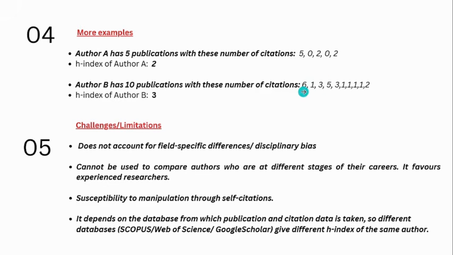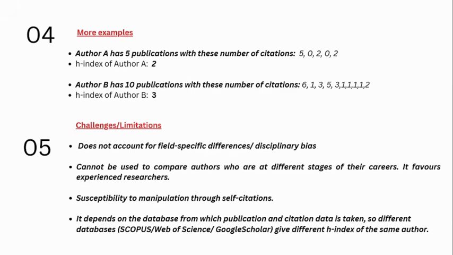only is qualified by publication number 1 and publication number 4. So we do not have 4 papers with at least 4 citations. So our H index for author B happens to be 3 according to the definition of H index. So that's how we calculate H index.